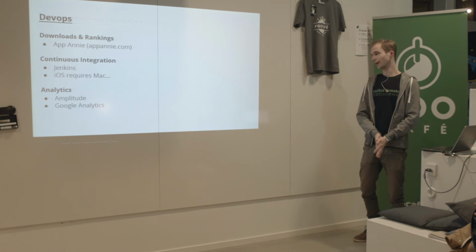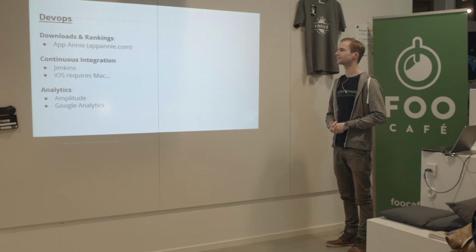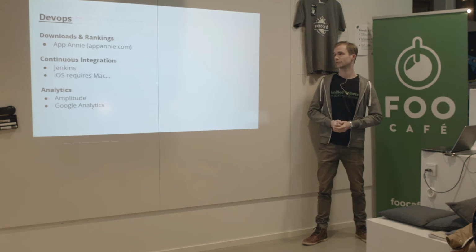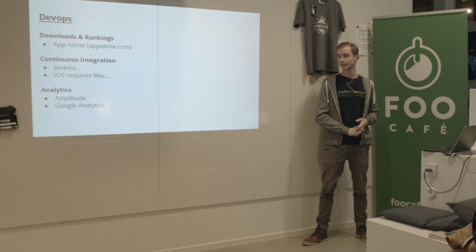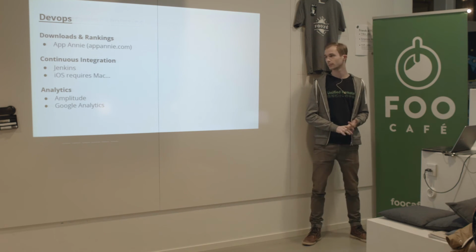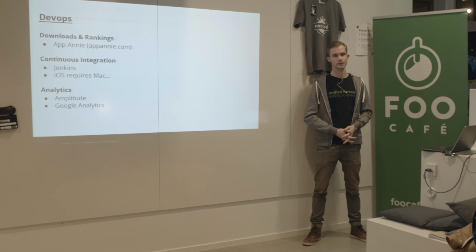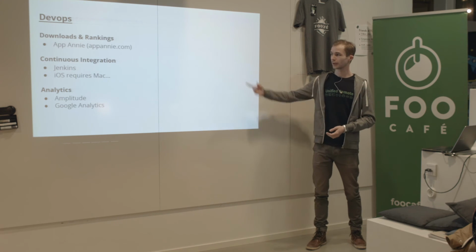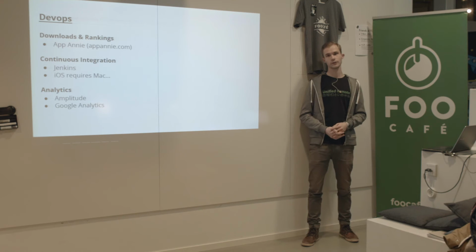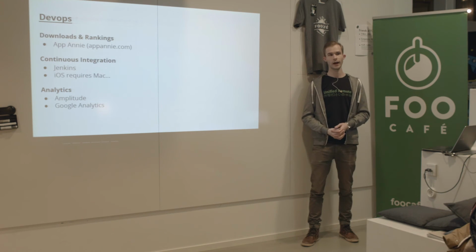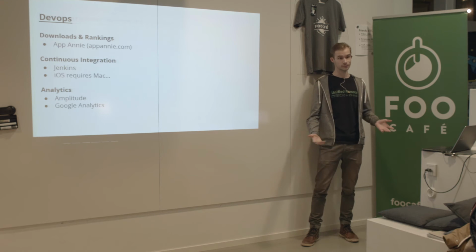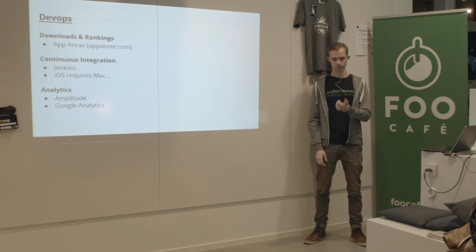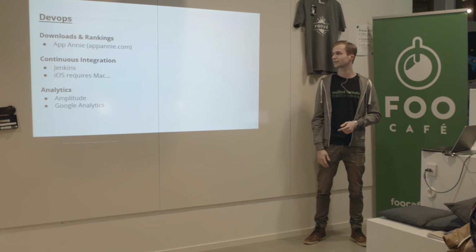Just to mention some quick DevOps stuff, we heavily use a service called App Annie, which basically aggregates all your downloads and rankings in one place, which is really good when you're dealing with multiple platforms, because then you don't have to log into every single system to check your rating. Another really good thing with App Annie is that it crawls the different stores and can tell you how you're ranked in all the different categories in basically all countries, which is really good, because otherwise you have to go into the Play Store or the App Store and scroll until you find your app, which is never fun.